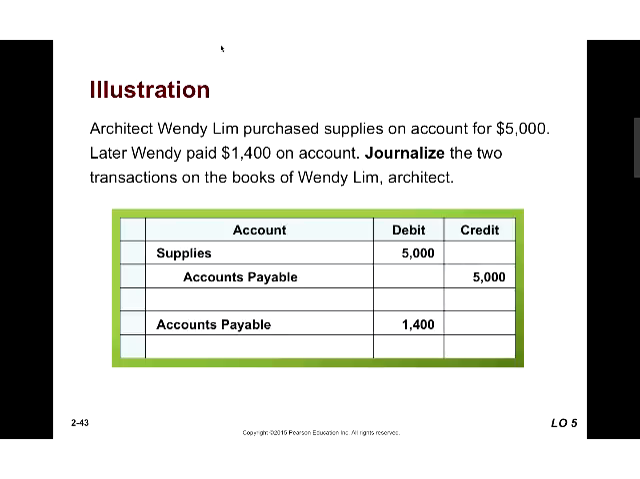The second transaction paid $1,400 on account. We're going to reduce that liability by debiting it and credit cash for $1,400. So those are the two journal entries, and you'll go back and think about those. But what I'm illustrating here is posting these journal entries to the account. So we've got the two journal entries.